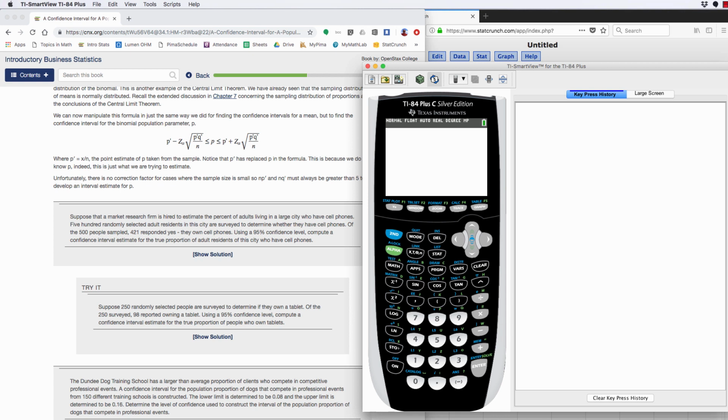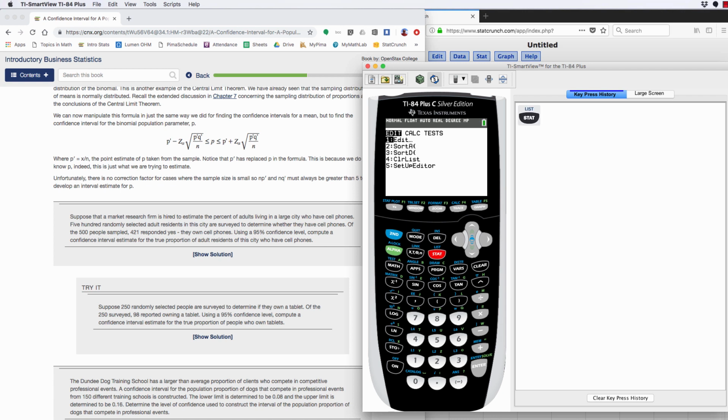We're going to do a research of people who live in a large city who have cell phones. 500 people are selected in the city to survey. They ask them if they have cell phones, and 421 responded yes. Using a 95% confidence interval, compute a confidence interval estimate for the true proportion of adults who have cell phones in the city.